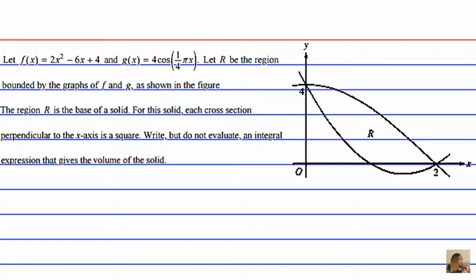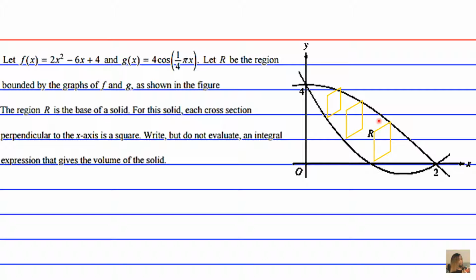All right, so we have to come up with an integral expression for the volume of a solid whose base is region R. But the cross sections of the solid are perpendicular to the x-axis, and these perpendicular cross sections are squares, like as such. All right, so if you were to summate all of the possible cross-sectional squares whose base is R, you would get the volume of the solid.